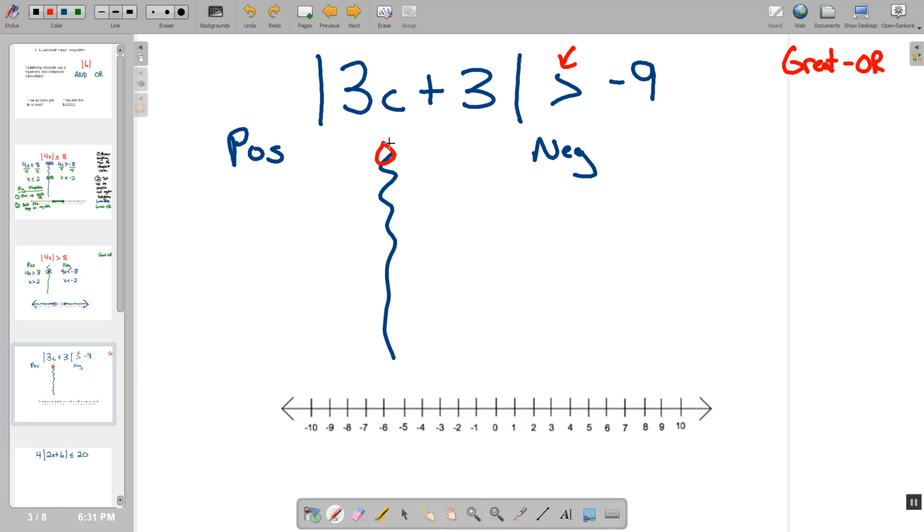So we are going to be doing an OR statement between our equations. So I end up getting 3c plus 3 is greater than negative 9. And in this case, 3c plus 3 is less than positive 9, because I flipped the sign because I multiplied this number times negative 1.